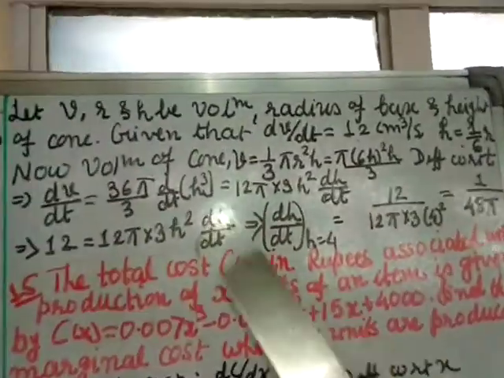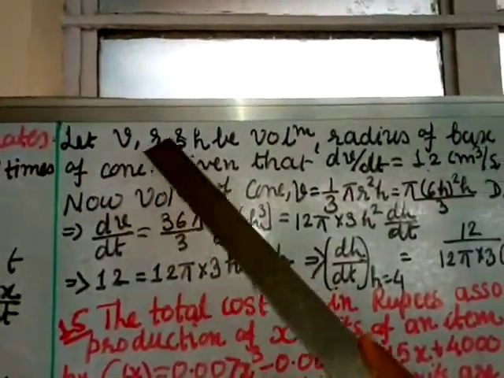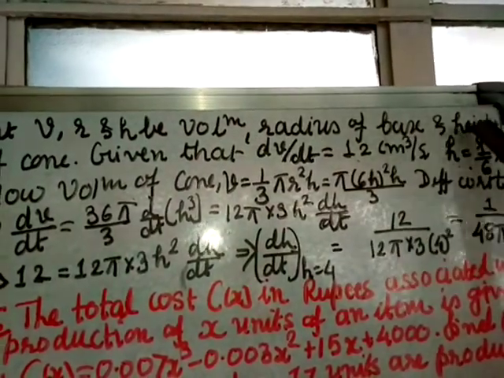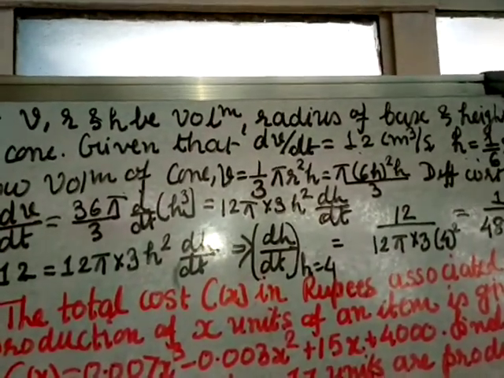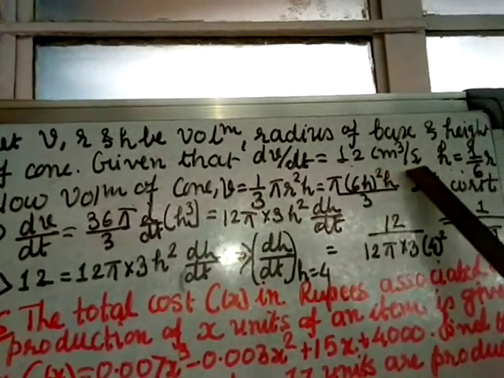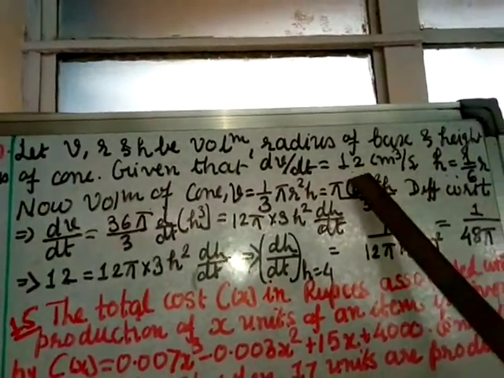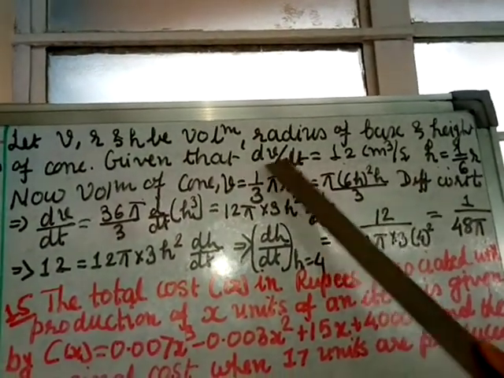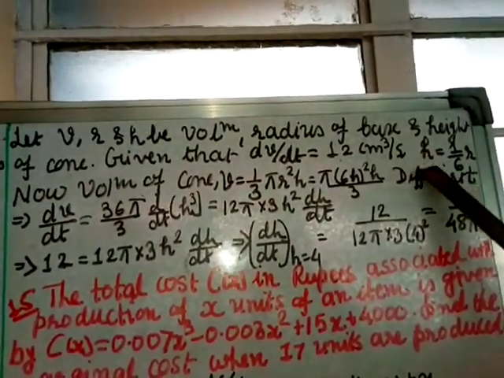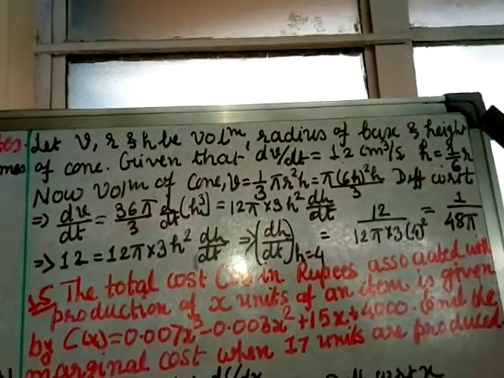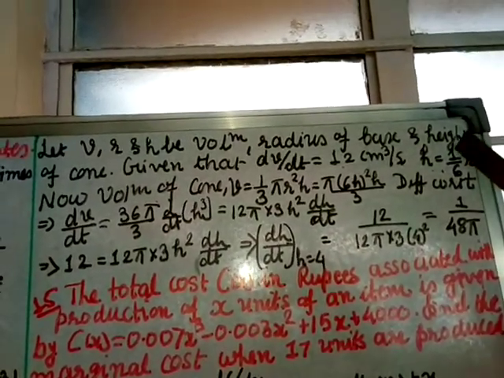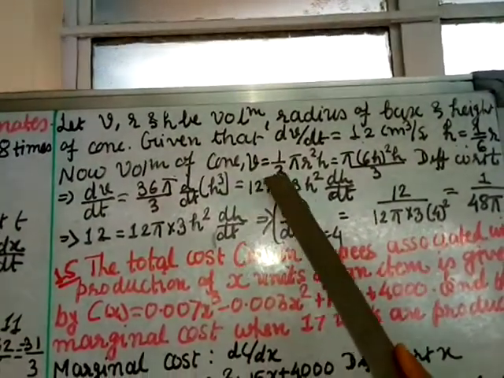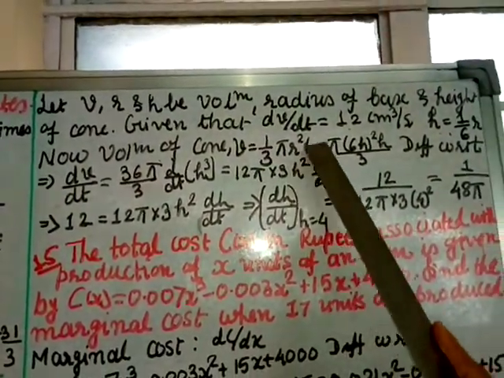So I will assume first, let V, r and h be the volume, radius of the base and height of the cone. Given that, as I said, 12 centimeter cube per second. This is nothing but the change in volume, so I'll say dV by dt is given. They have said the height is 1/6 of the radius, so h = 1/6 r. Now use the volume formula. Volume of the cone is given by 1/3 pi r square h.